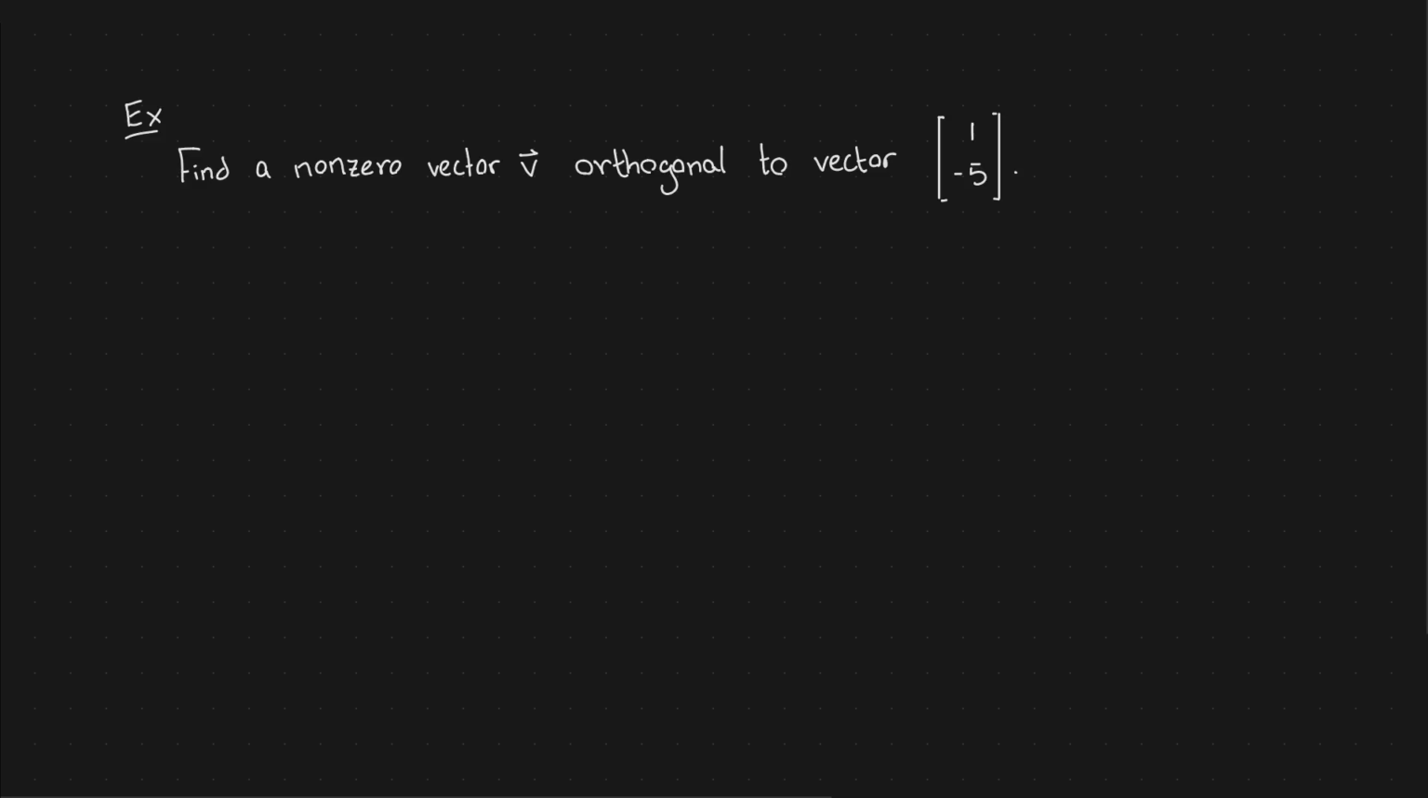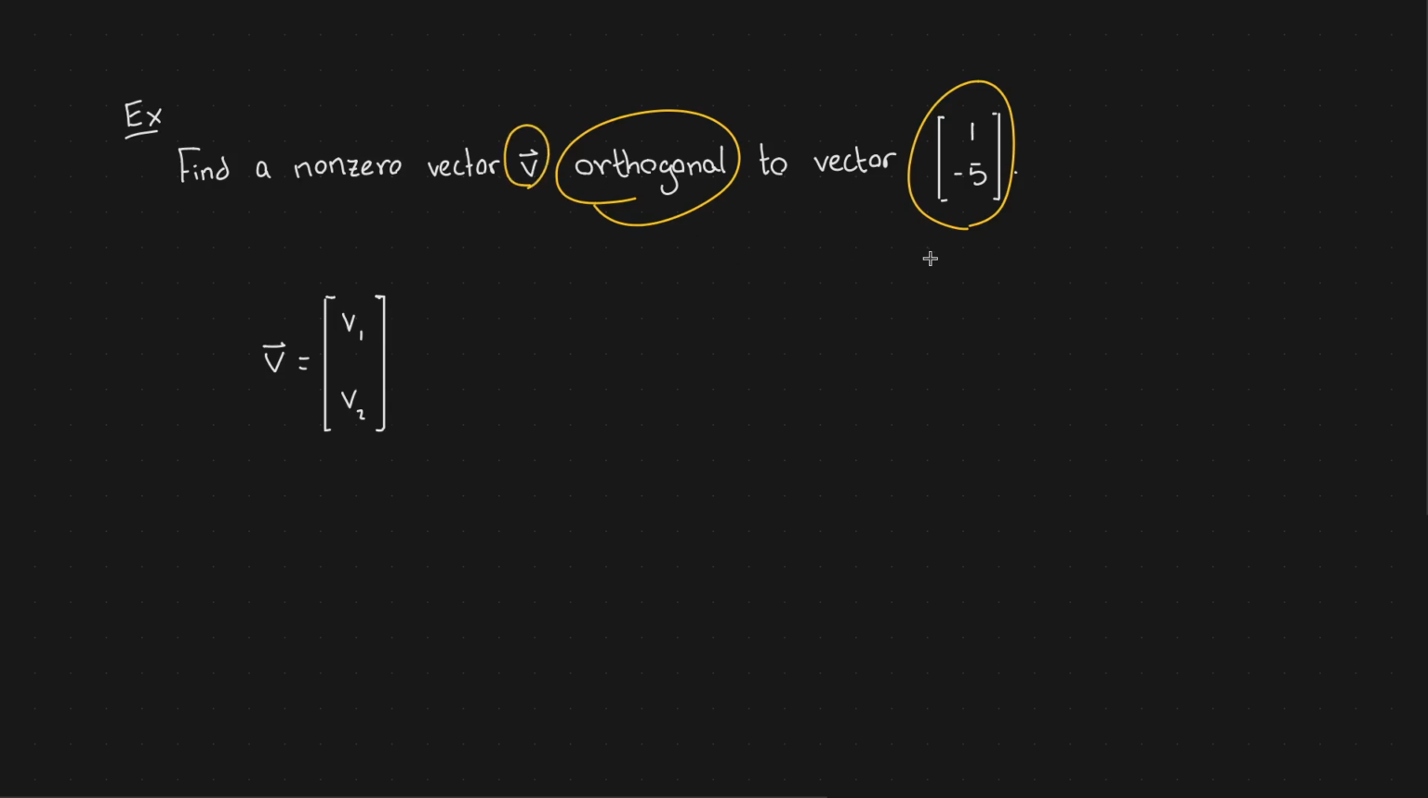So let's do one quick example just to play with this idea of orthogonal vectors. We want to find some non-zero vector v that's orthogonal to this other vector 1, negative 5. Okay, so let's say v has components v1, v2. Now we want it to be non-zero, and we want it to be orthogonal to this vector. So geometrically, that means its vector v will be perpendicular to vector 1, negative 5.